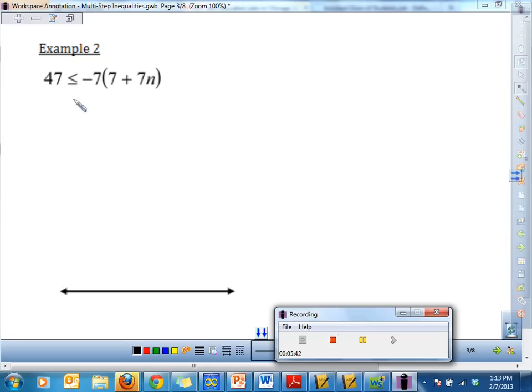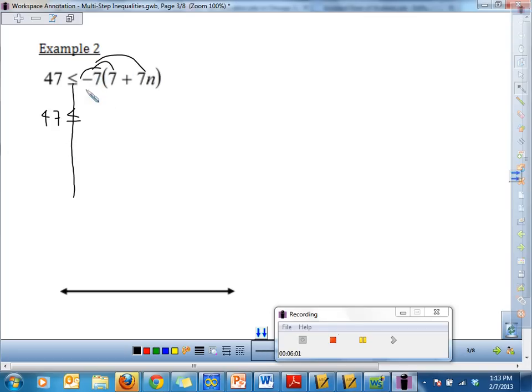Alright, let's go over example number 2. I'm going to draw a line down my inequality sign, and the first thing I'm going to do is look and see, can I simplify anything? This side is already simplified. I'm going to bring down my 47, and I'm also going to bring down my less than or equal to. I notice here that I can distribute. I need to distribute by negative 7.